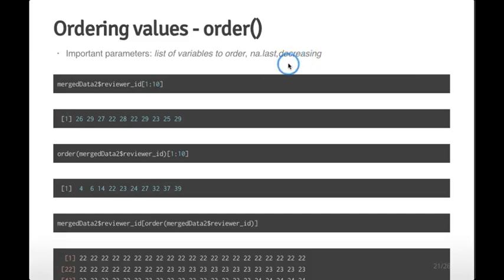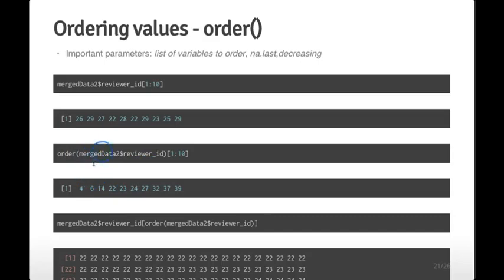So let's see a little bit about how this works. Suppose we have this same reviewer ID vector and we look at the first 10 elements, and we see that they're 26, 29, 27, and so forth. If we apply order to the same set of elements, the reviewer ID vector, and we look at the first 10 elements, they are 4, 6, 14, 22, 23, and so forth. So what is this order function doing?